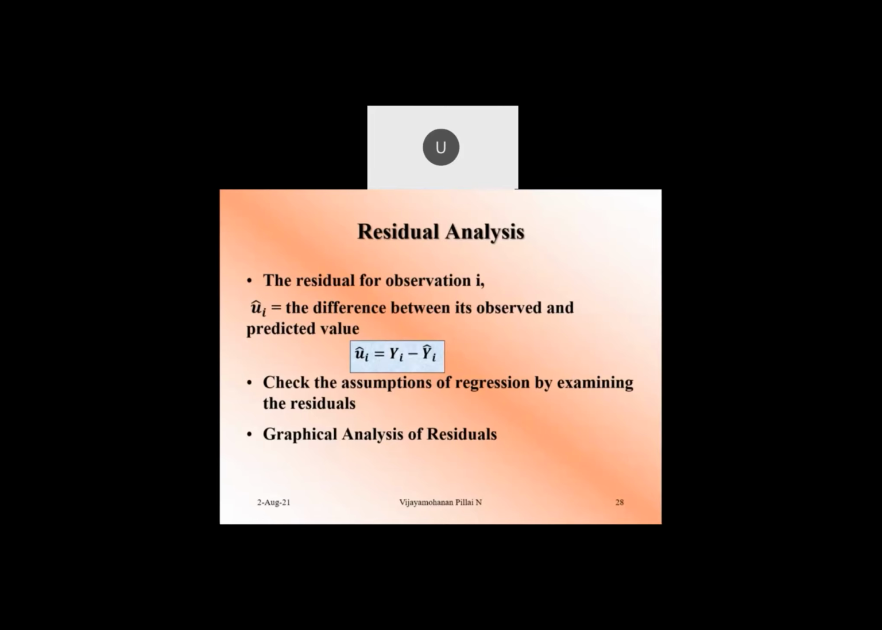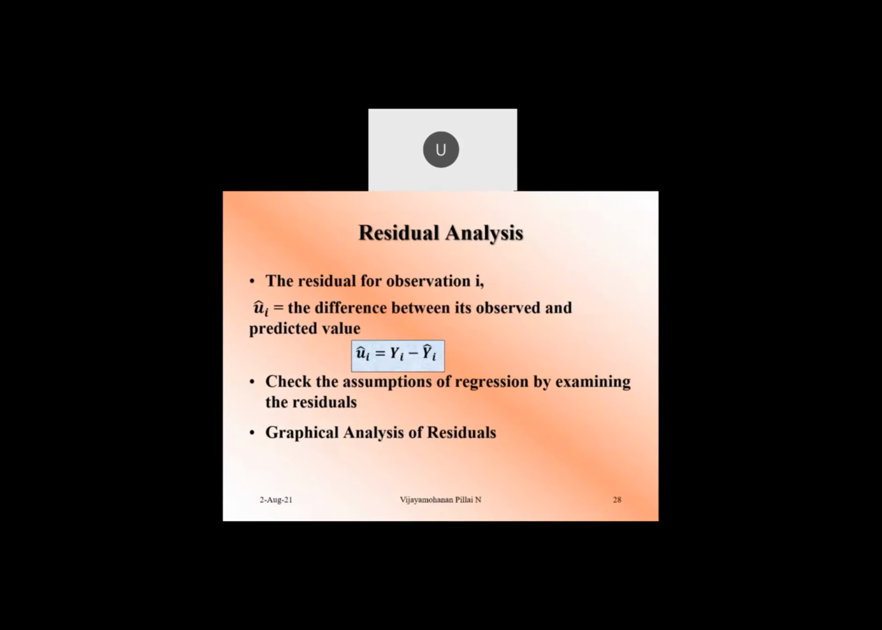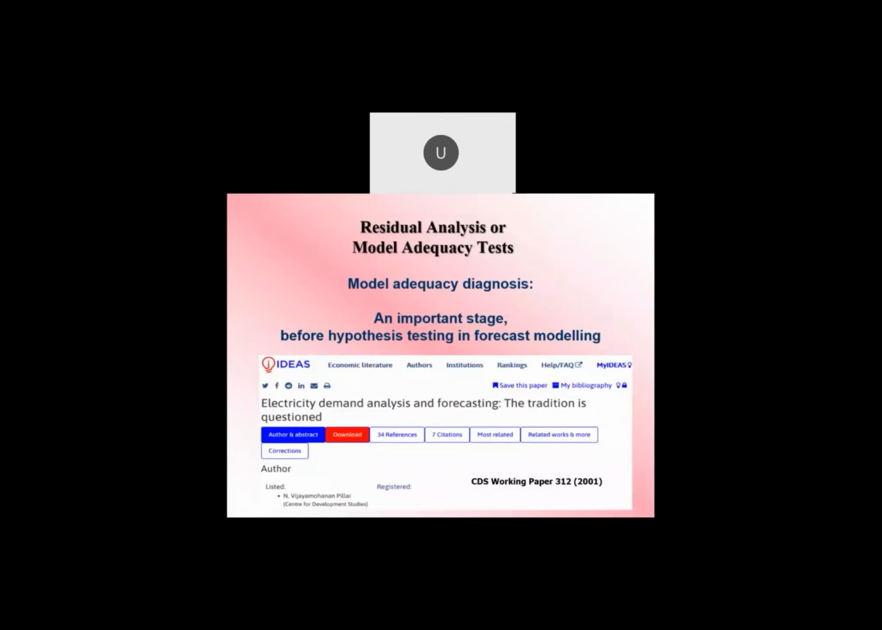So we are coming to the model adequacy diagnosis. And as I have already told you, this is an important stage before hypothesis testing in forecast modeling. And in 2001, I had a serious working paper. It is available on the net or it is available on my ResearchGate page. So I believe you are all familiar with ResearchGate. You can go to ResearchGate and find out my page.